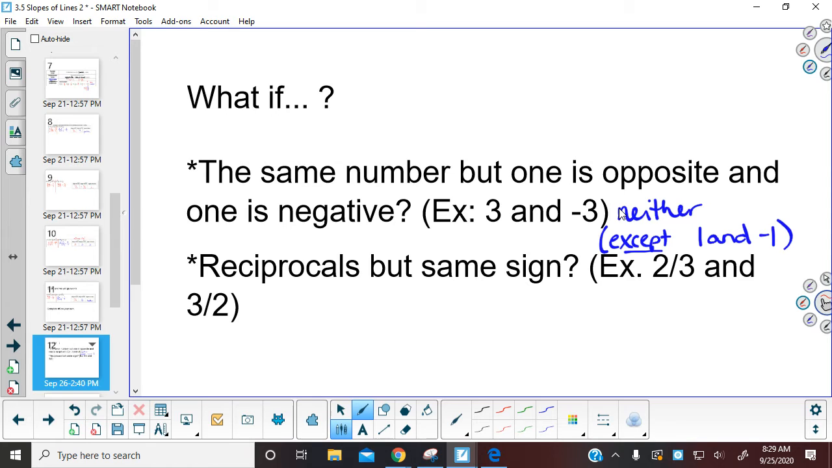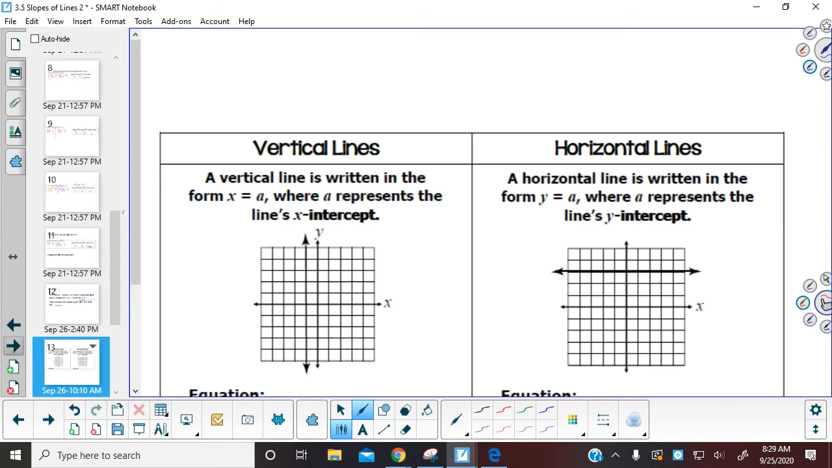For the second piece, reciprocals but the same sign. So for example, 2/3 and 3/2. That doesn't fit in either category. They're not exactly the same, and they're not opposite reciprocals. So again, this one would be neither. So it's close, but not close enough. What I would definitely suggest, though, is if you come up with either of those situations, I would just double check your work really briefly to make sure that you did slope correctly and that you didn't miss a sign someplace in there. Okay?